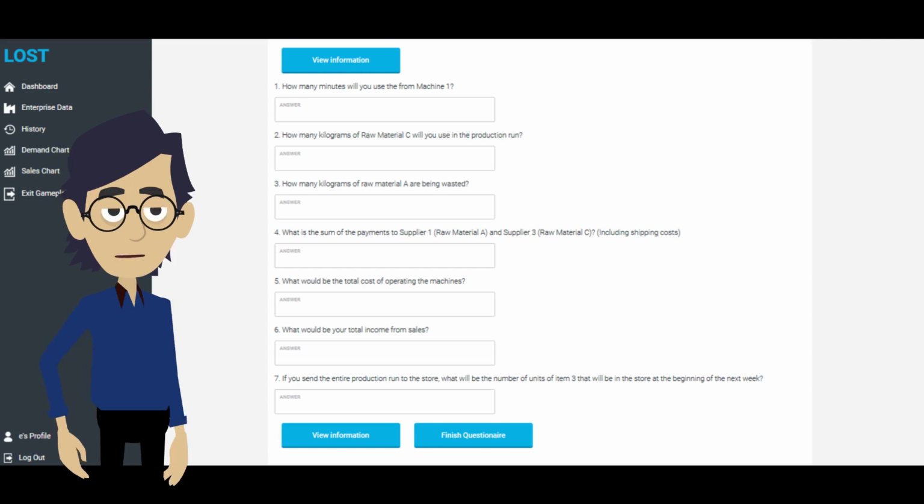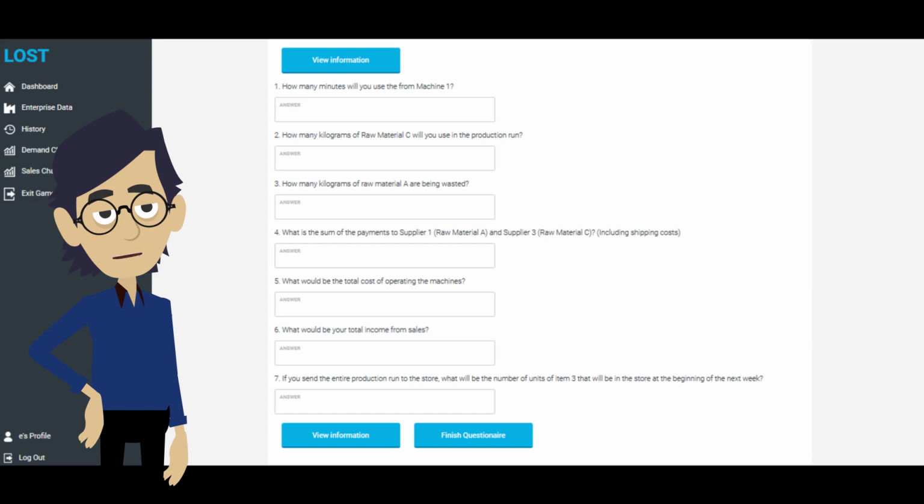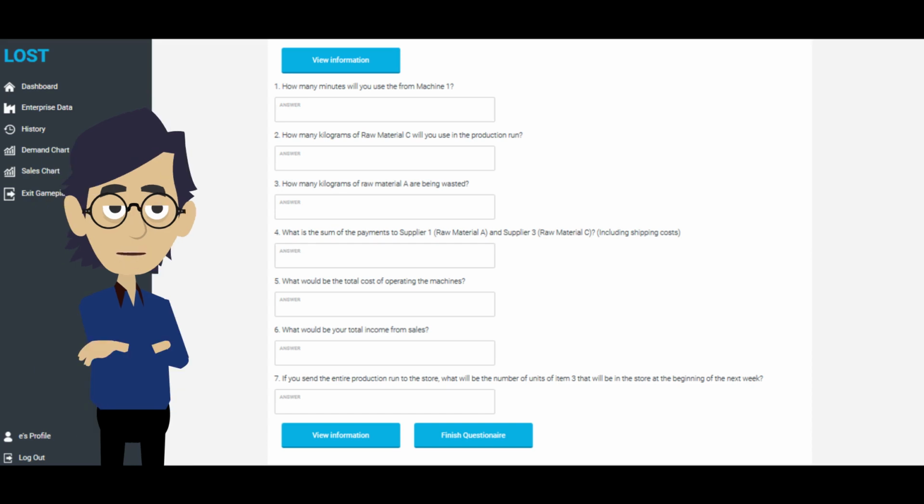As you can see, the questionnaire is not complicated. And it will also help you to know if all these concepts are clear to you. When you finish answering, click on Finish Questionnaire. Also remember that you can solve the questionnaire up to 3 times. After completing the quiz, you will start the game.